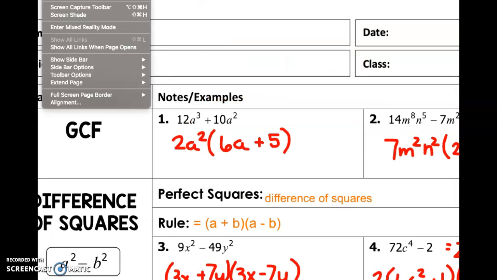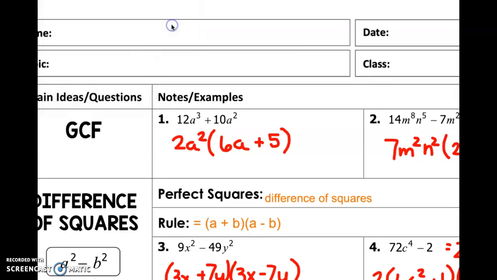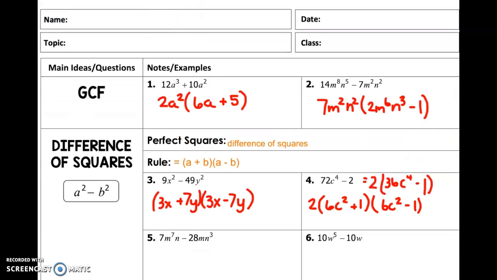A little too big there. Okay, here we go. GCF. This is the first thing that we always want to look for. Always look and see, what can both terms be divided by? The greatest common factor. Both my numbers can be divided by 2. Both the variables can be divided by a squared. We take that out in front.